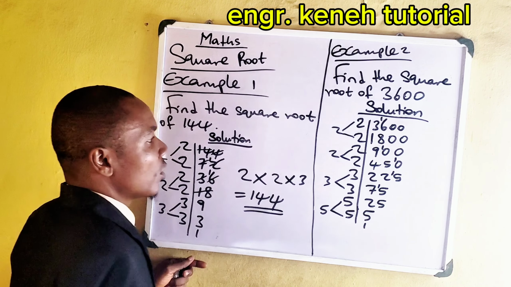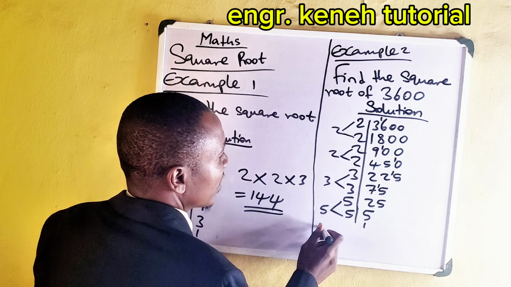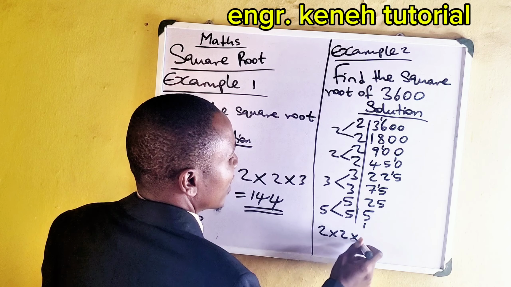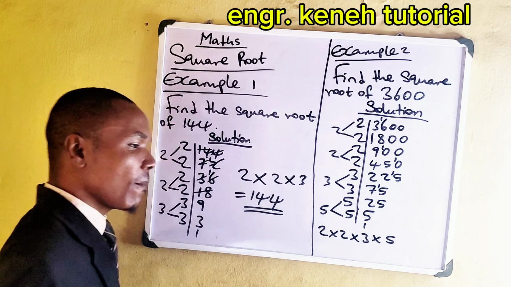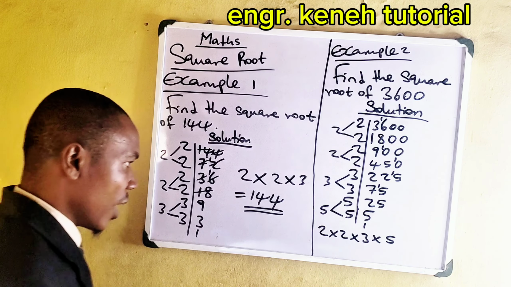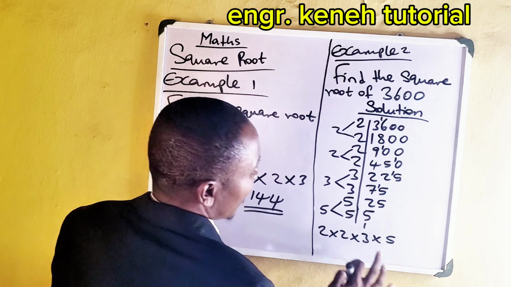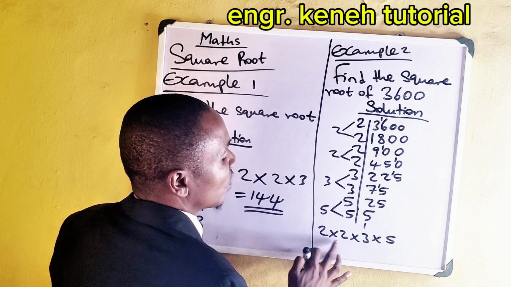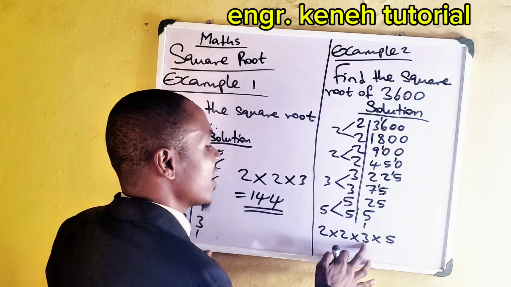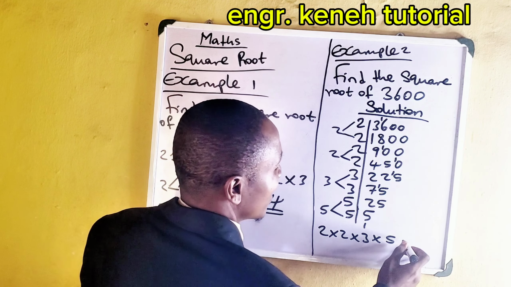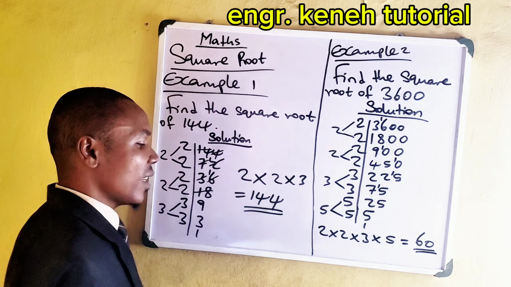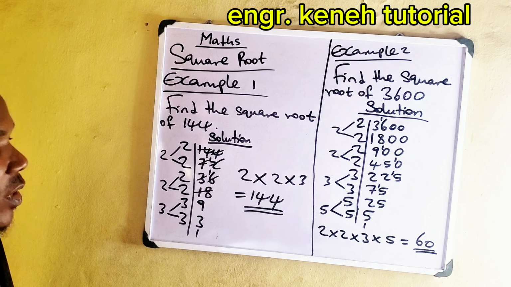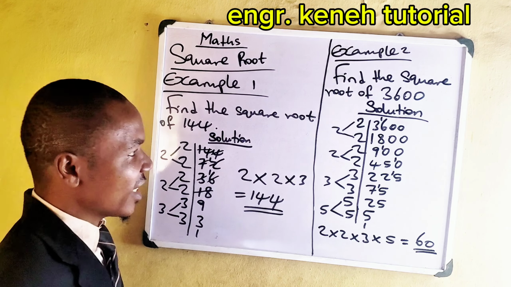All right. So, you now say that the square root is 2 times 2 times 5 times 3 times 5, like this. Can you see that? All right. So, how do we do that? You say 2 times 2 will give us 4, times this is 12, times this one we have 60. So we have this. So it means that the square root of 3600 is equals to what? 60. It's not difficult.